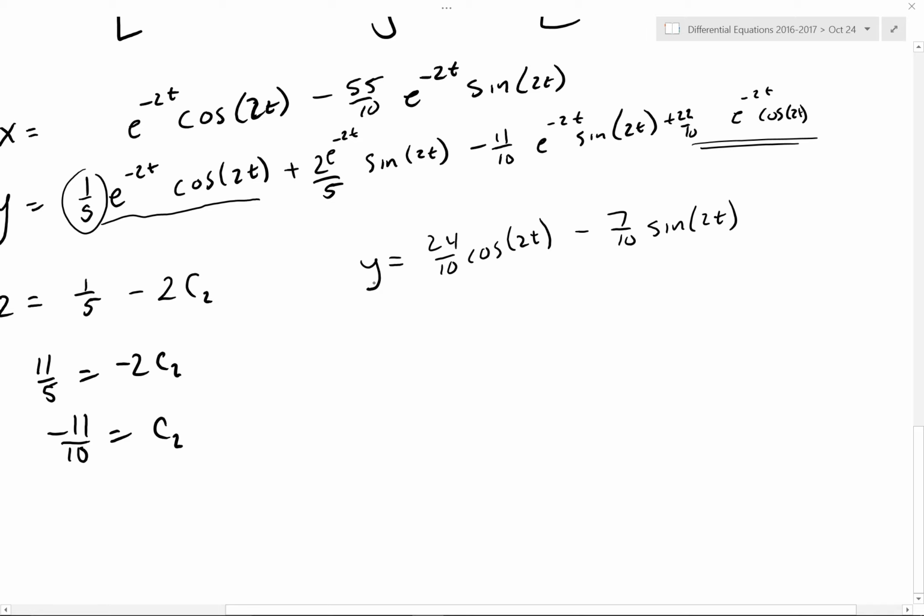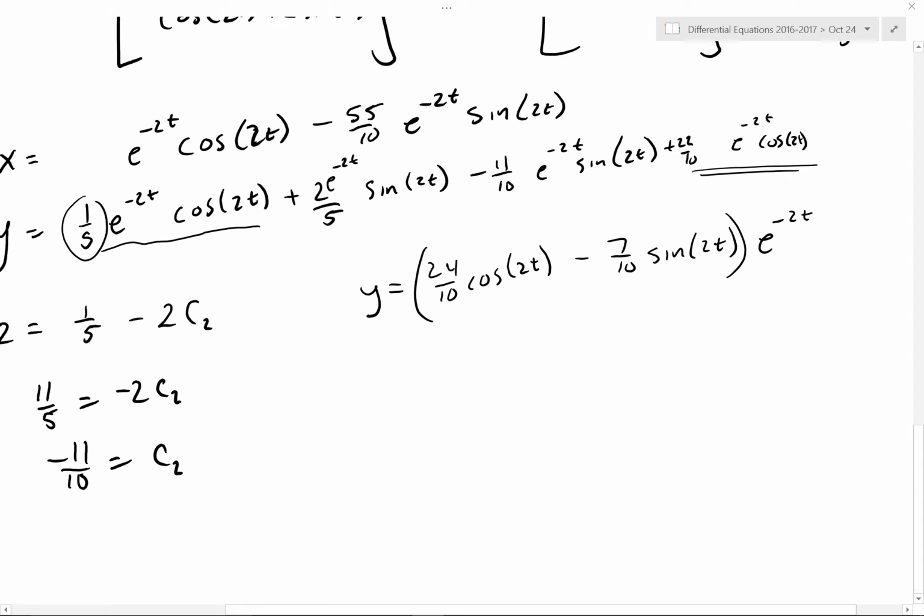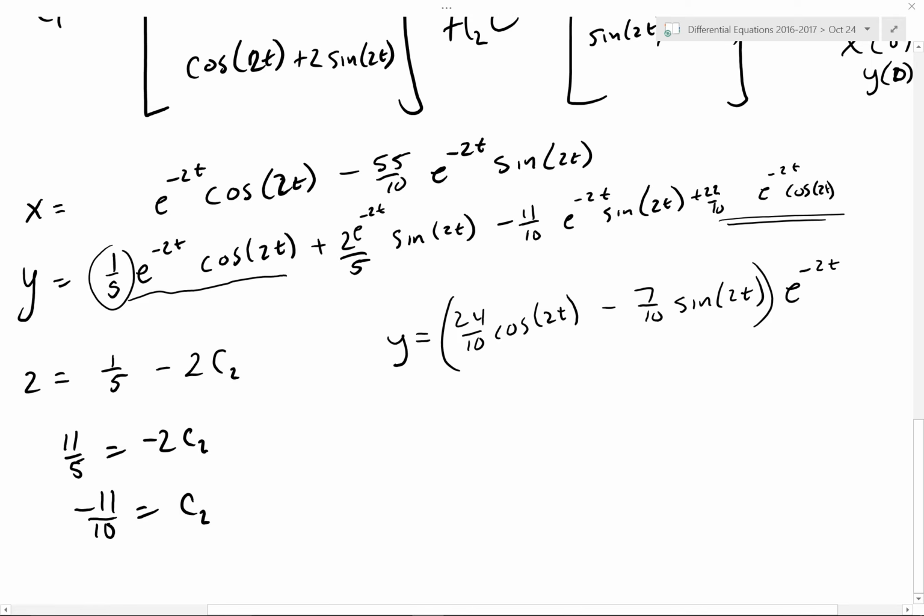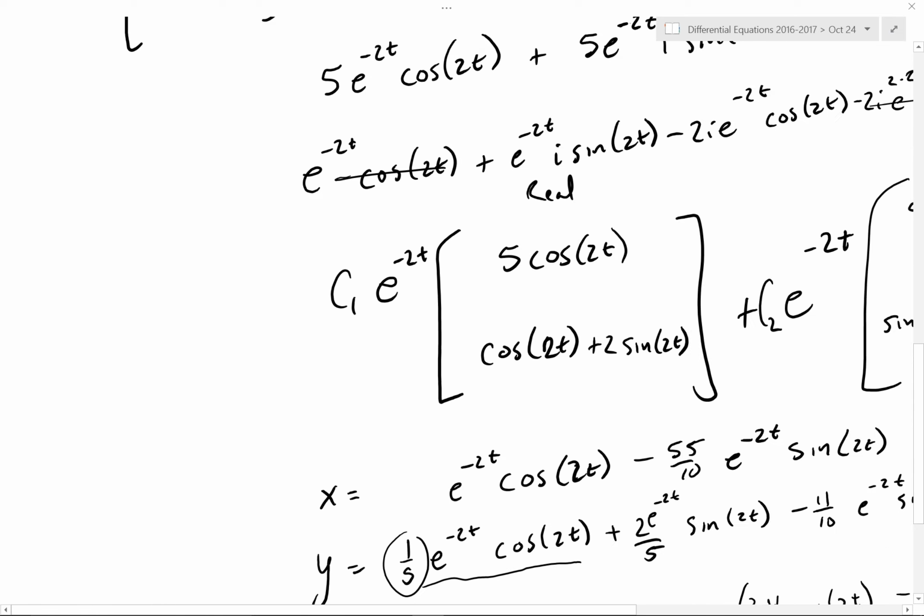So we'll see if we can figure out right now where I went wrong. Of course, there's still an e to the negative 2t floating around in that mess. Okay? I could pull it out front like that, or I can do whatever I wanted to. Okay, now, let's see if we can figure out where we went haywire.